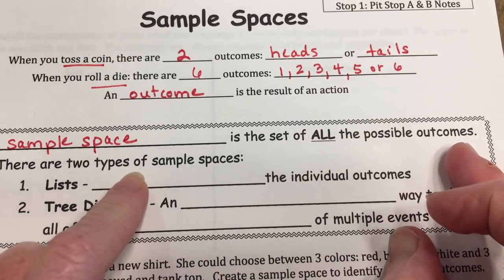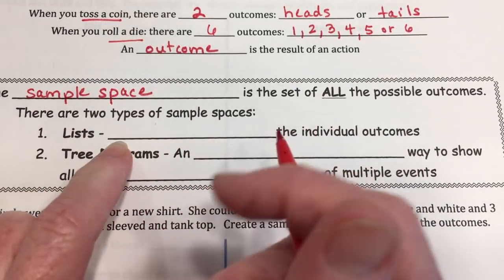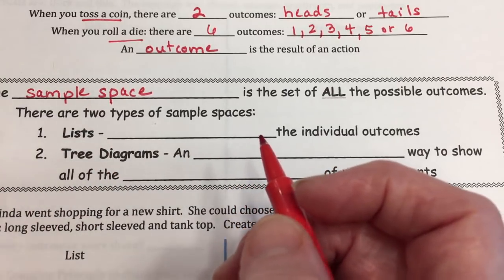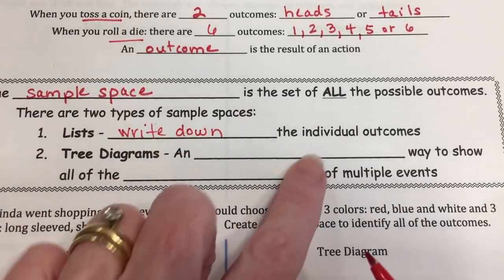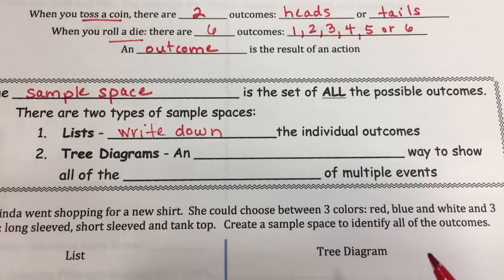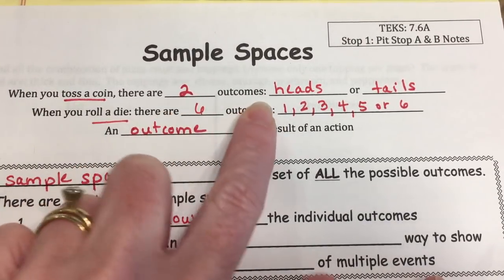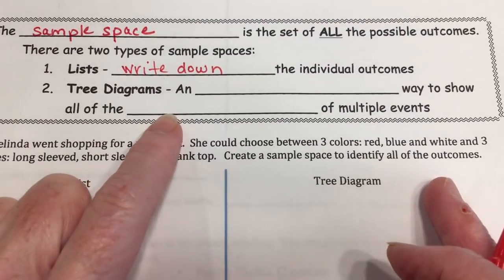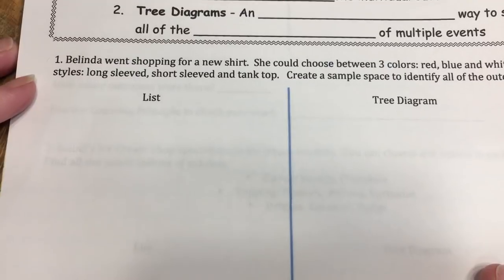There are 2 ways to find the sample space. We're just going to look at one of them in this video. So we're going to look at the first one today. It's called just a list, and it's basically just what it sounds like. You write down the individual outcomes. You'll be given an event, and then you have to figure out what could happen, exactly what we just did here. So the sample space of tossing a coin is heads or tails. Those are the 2 things that can happen. Tree diagrams are another way to find the sample space, and we're going to look at those in the next video.